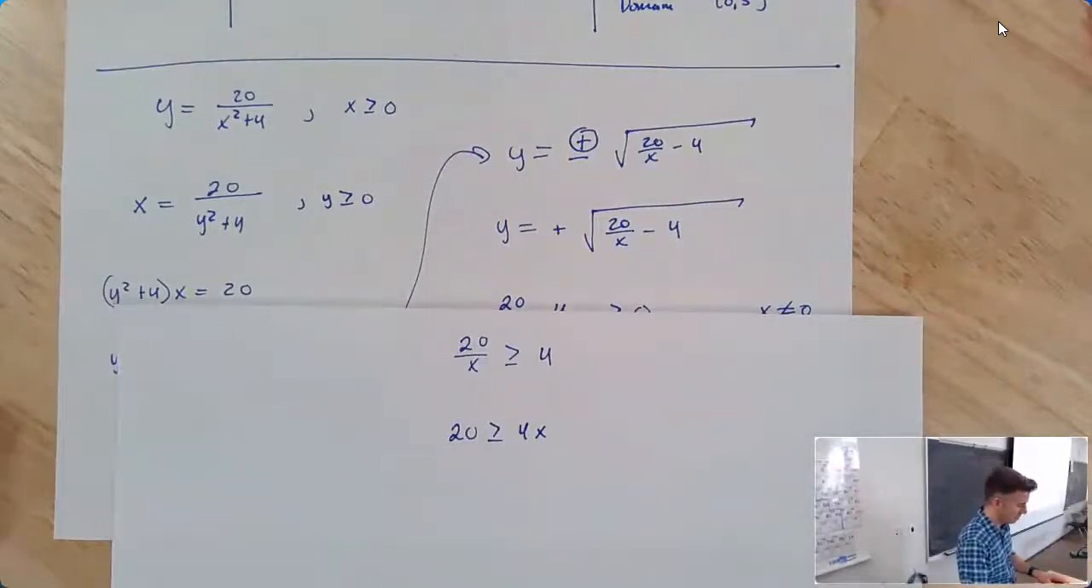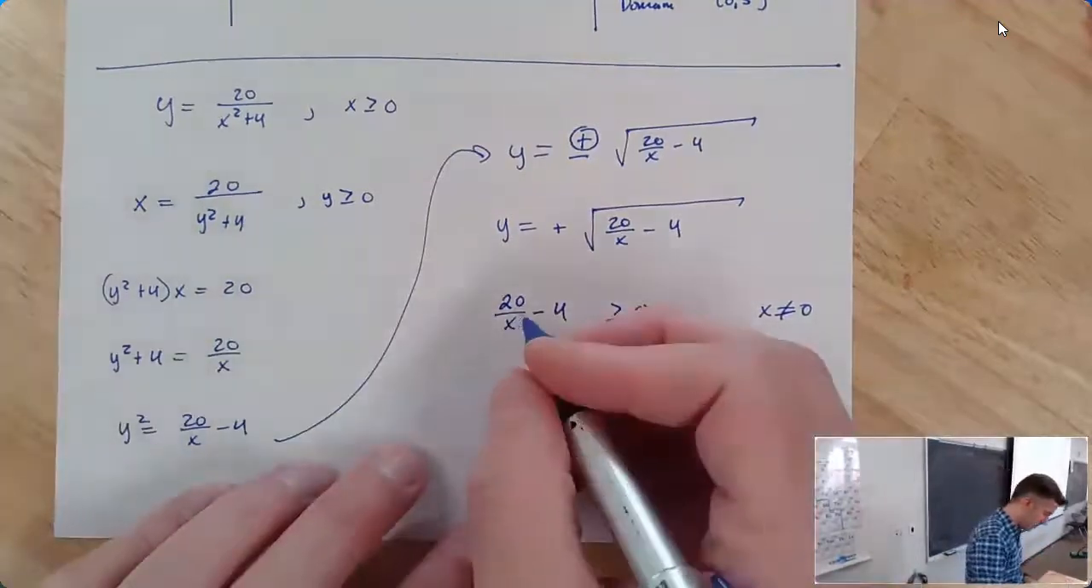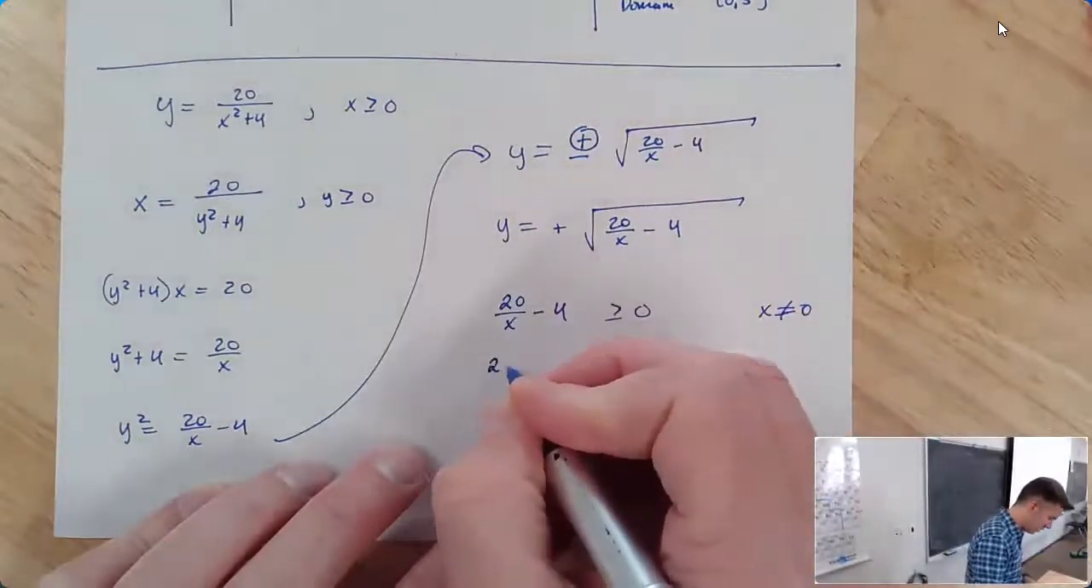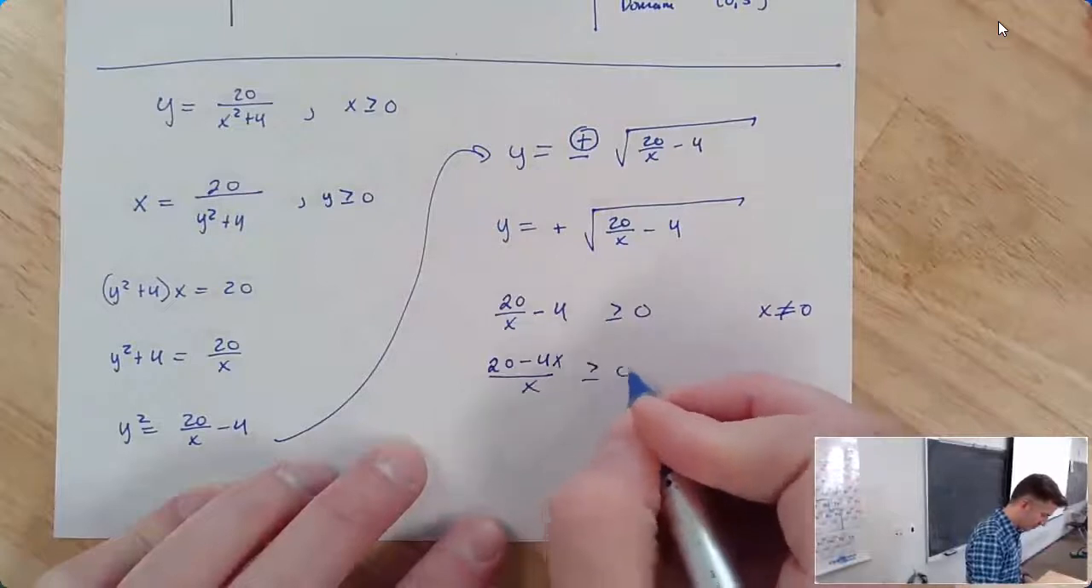Well, what if x was negative? Then when you multiply both sides by a negative, don't you have to change the direction of the inequality? That's why we don't do this, because you end up maybe losing some possible solutions or getting solutions where you shouldn't. So instead, we're going to keep everything on the same side and just get the common denominator. And say 20 minus 4x over x is bigger than or equal to 0.